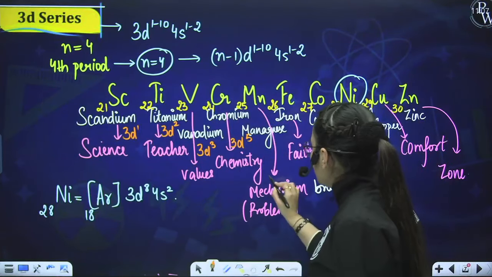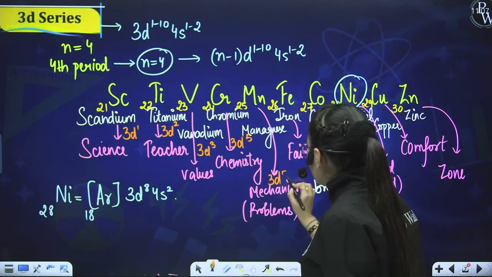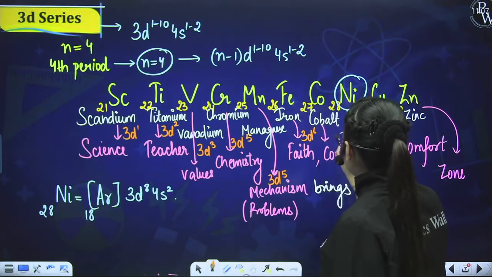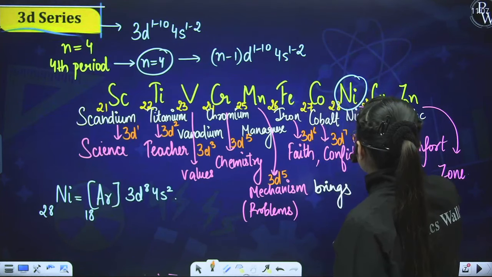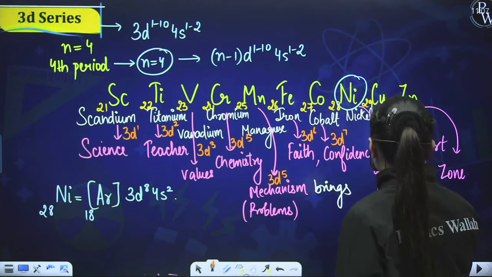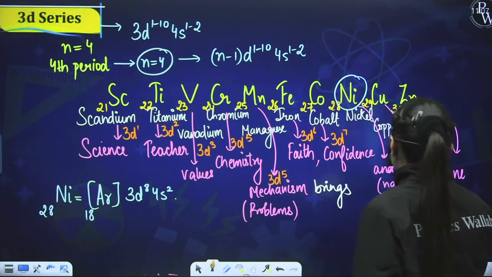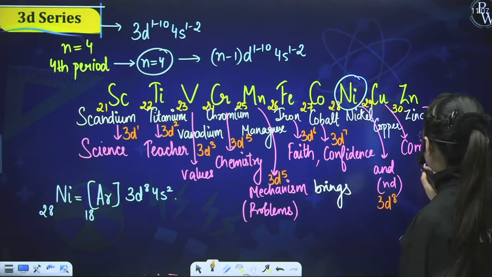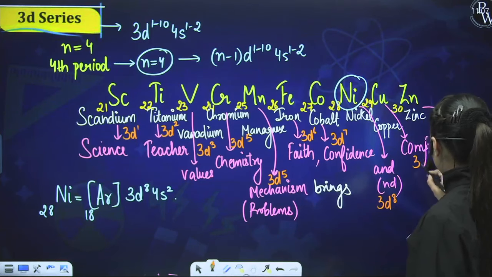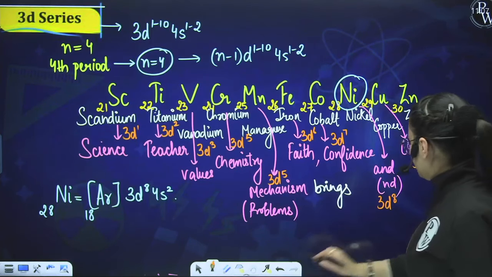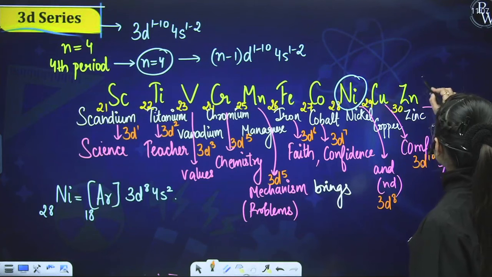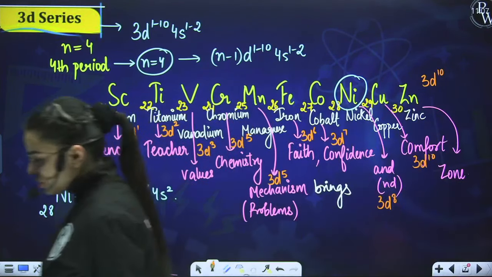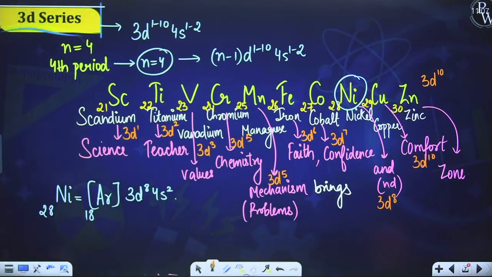In manganese, again 5. In iron, it is 6. In cobalt, it is 7. In nickel, 3d8. Again, in copper there is an exception. Here it shall come out to be 3d10. And in Zn, it is again 3d10. Just write it down so that we can move on to our next part.